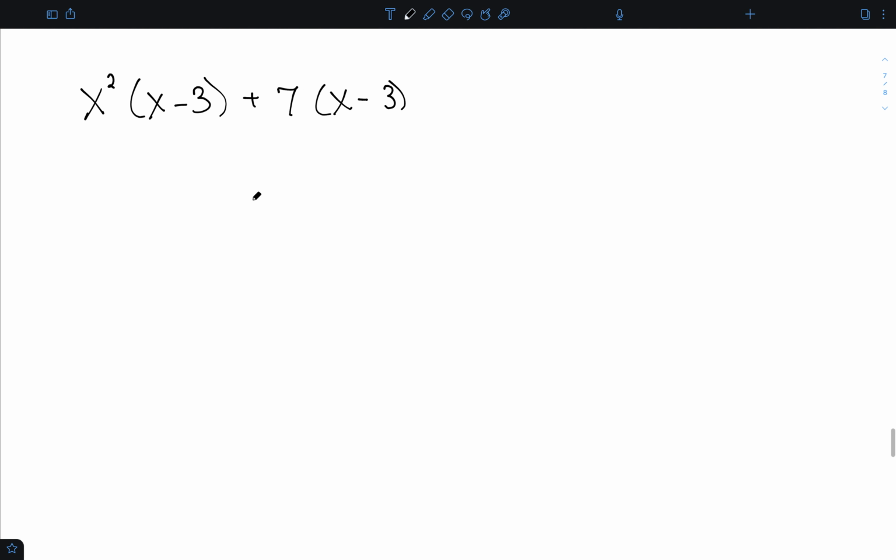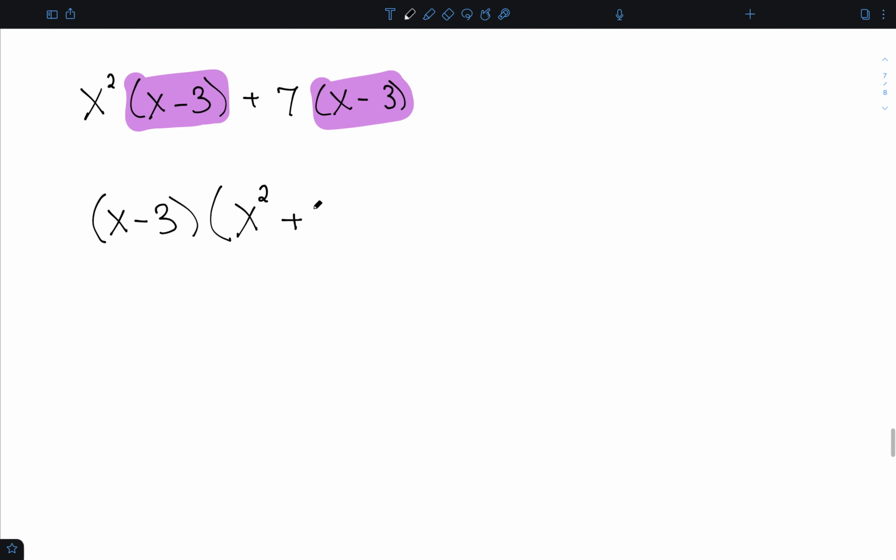Let's look at another one. This one's a little bit different, but I can see that both pieces have this x minus 3 piece, so they do have that in common. If I remove it and pull it out front, with the first term I'm left with an x squared, and with the second term I'm left with a 7. So we get x minus 3 times x squared plus 7.